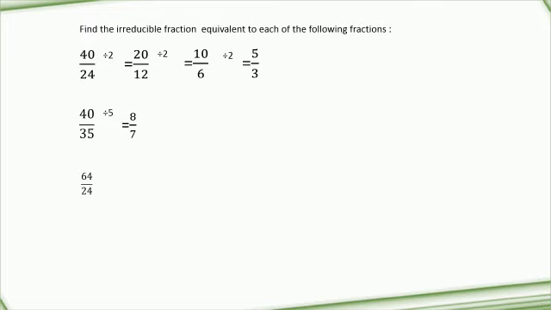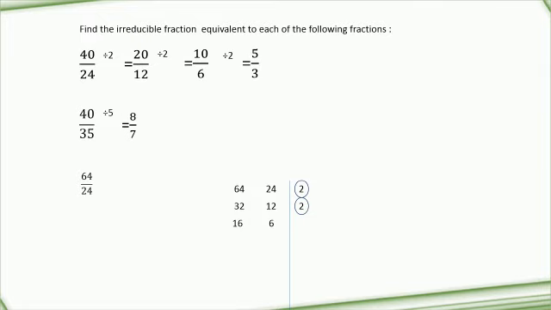Then we have 64 over 24. For 64 over 24, we can use the GCD method. So 64 divided by 2 is equal to 32. Then we can divide 24 by 2, then we will get 12. So this is the GCD method. 2 can divide both 64 and 24. Then we circle 2. Then we get 32 and 12, and we can divide them by 2. 32 divided by 2 is equal to 16, and 12 divided by 2 is equal to 6.